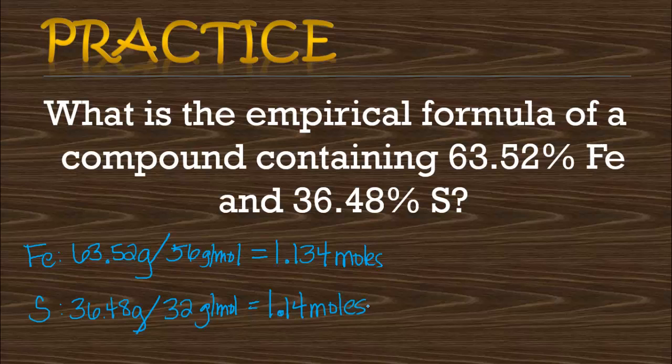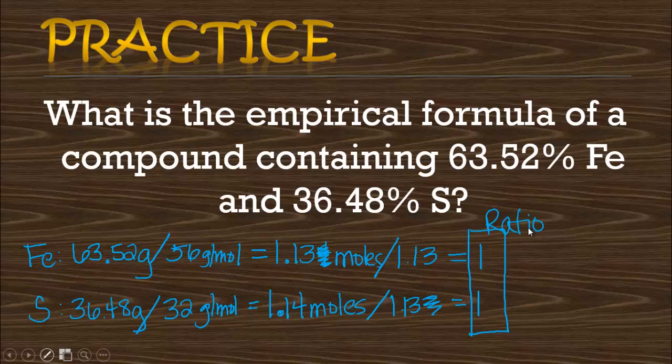Once I'm in moles, what I want to do is look at which number is smaller, and then I'm going to divide by that number. Well, 1.13 is smaller, so I'm just going to take off the 4 and make sure it's the same as the one below it. Just makes math a little bit easier. So 1.13 divided by 1.13, and we get 1, and basically 1. This then is my ratio.